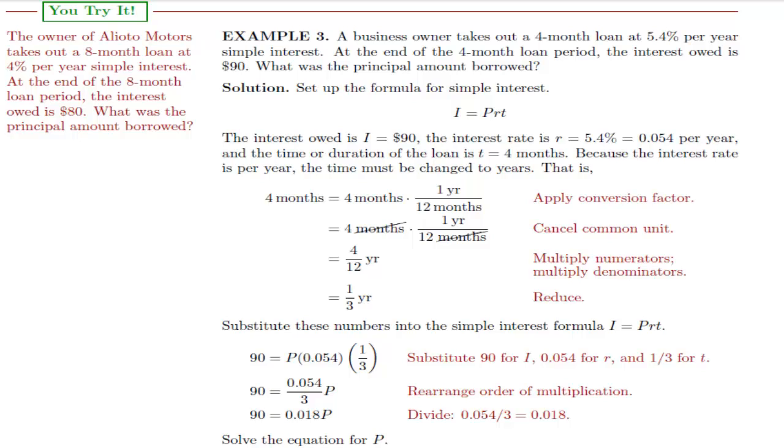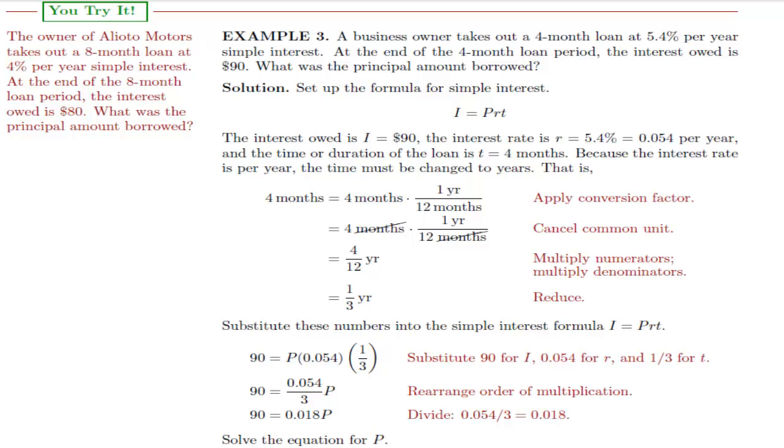Example 3. A business owner takes out a 4-month loan at 5.4% per year, simple interest. At the end of the 4-month loan period, the interest owed is $90. What was the principal amount borrowed? Solution. Set up the formula for simple interest. I equals PRT. The interest owed is I equals $90. The interest rate is R equals 5.4% equals 0.054 per year. And the time or duration of the loan is T equals 4 months.